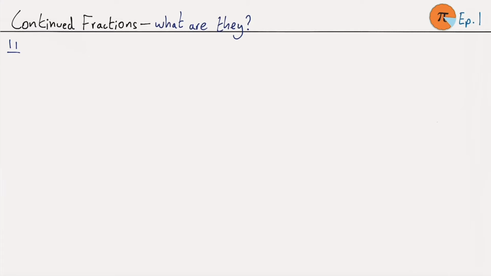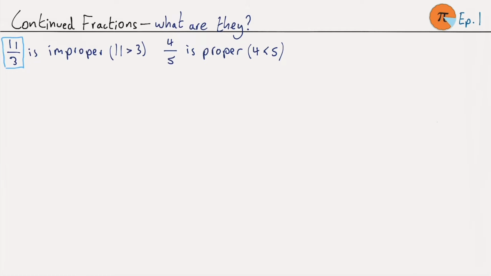So, for example, a fraction like 11 over 3 is known as an improper fraction and also sometimes a top-heavy fraction, and that's because the numerator is larger than the denominator. Then a fraction like 4 over 5 is sort of the opposite, you can probably tell. It's known as a proper fraction, and that's because the numerator is less than the denominator, so 4 is less than 5.